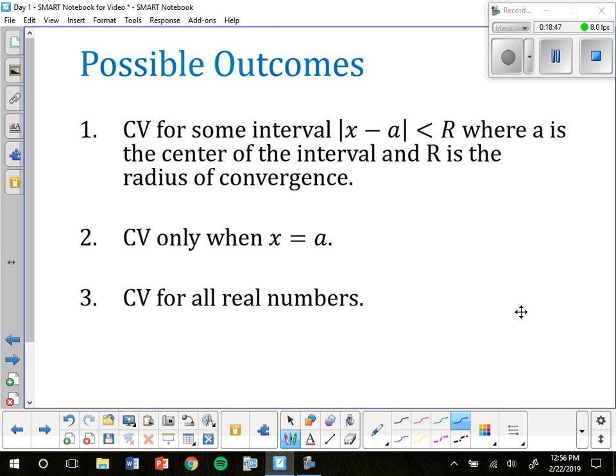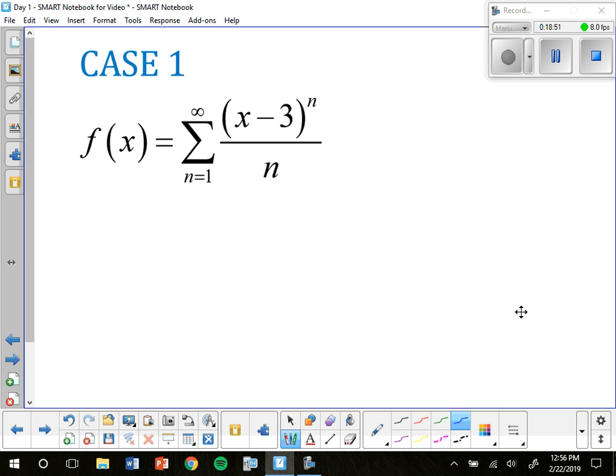So we're going to look at case 1. Next round of this game, is this a power series? Yes. What's your coefficient? 1 over n. What's your variable expression? X minus 3 to the n. Where is this power series centered? At 3. Good. So this is a power series centered at 3.